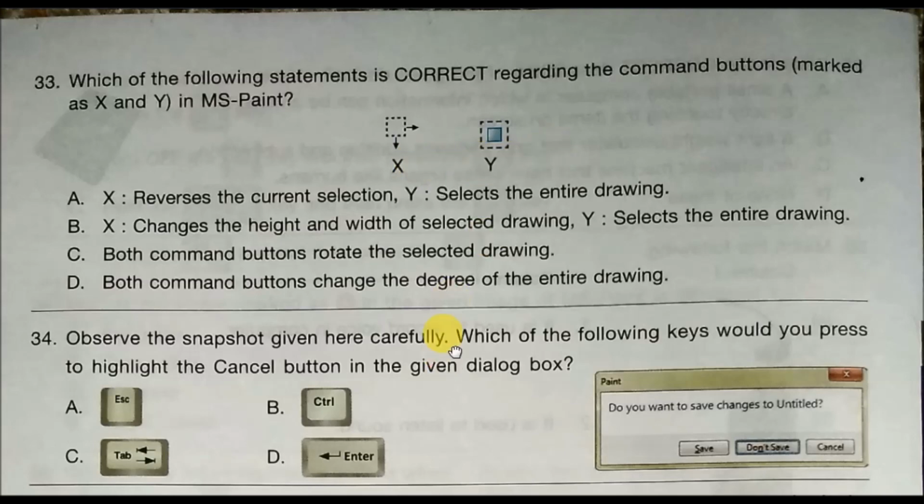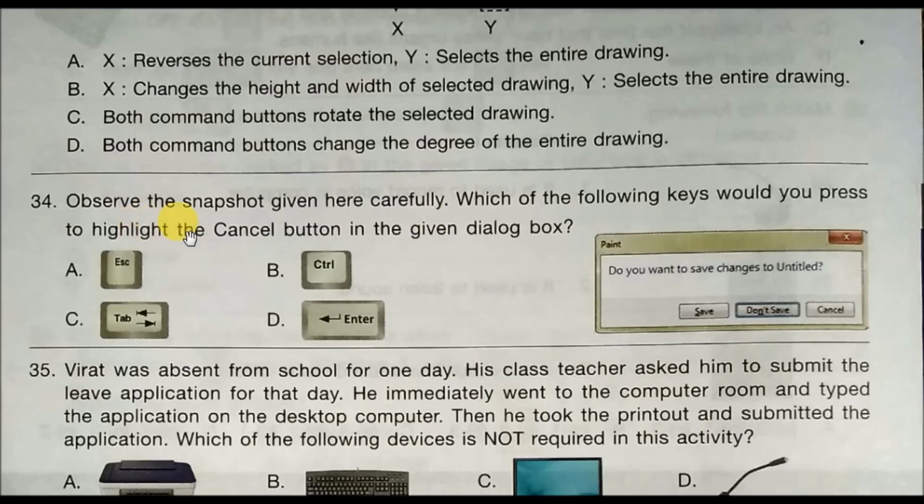Okay. Next, 34th question. Observe the snapshot given here carefully. Which of the following keys would you press to highlight the cancel button in the given dialog box? Okay. Options are Escape, Control, Tab, Enter. So when you want to highlight cancel button from don't save, which key you need to press? The answer is C, that is Tab.